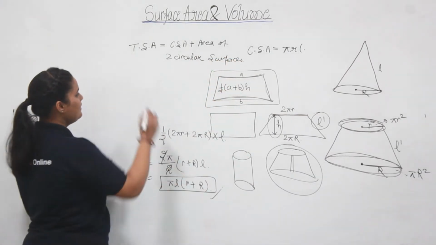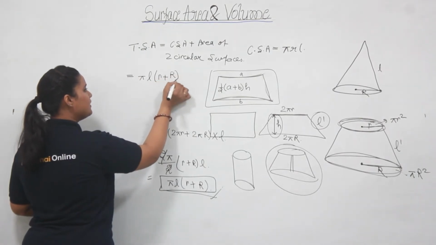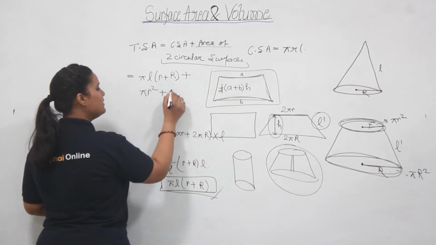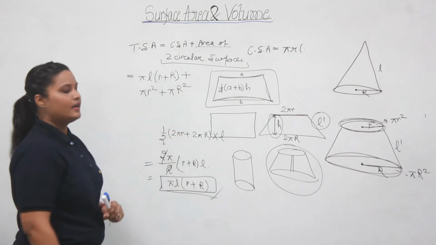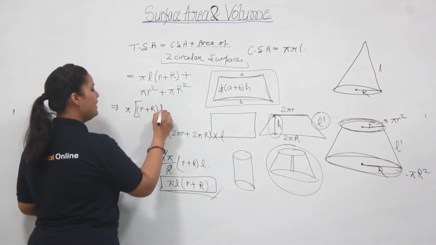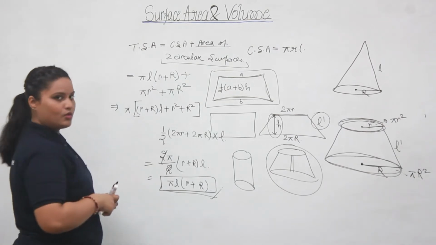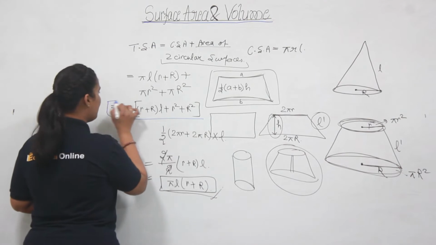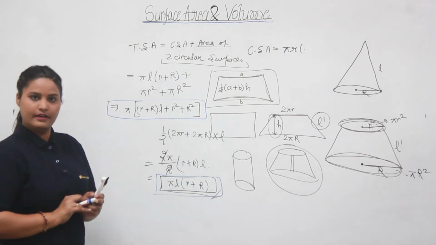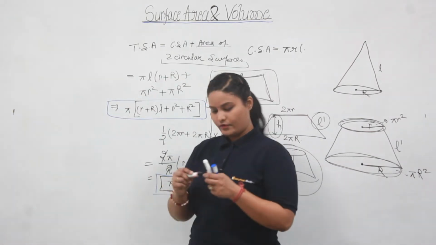Right, kids? Then what is the curved surface area? It is pi L (r plus R), and the area of the 2 circular surfaces will be pi r square plus pi R square. Now I can take pi as common. It will be pi [(r plus R) L plus r square plus R square]. So this is my total surface area of the frustum of cone, and this is the curved surface area of the frustum of cone. Clear? So this is how we can derive the formula of the frustum of cone.